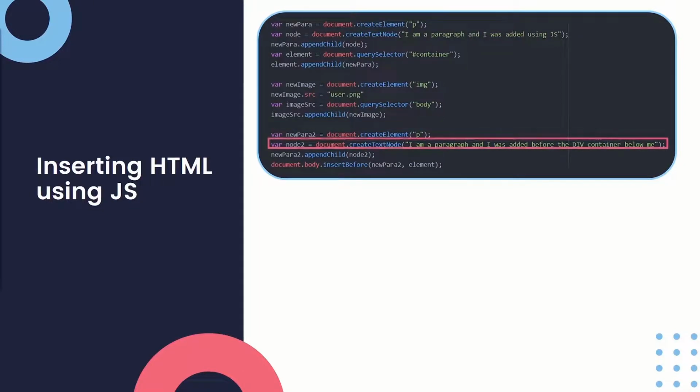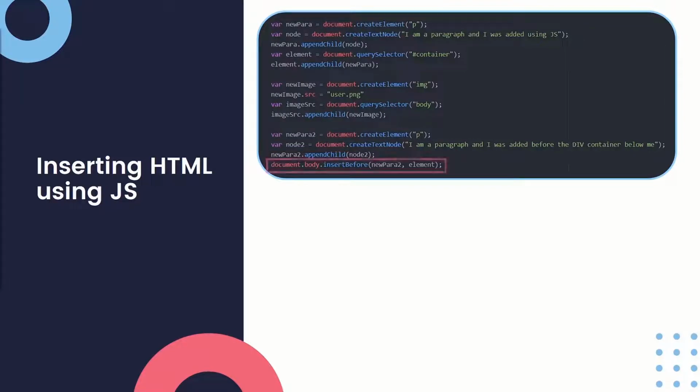We created this variable called node2 and then created a text node with a value of "I am a paragraph and I was added before the div container below me." We then append that node that we just created to the paragraph element we created, and then we call the document.body.insertBefore method. Now, in this case, new para2 is the actual text that's going to come before the container. And the second parameter for this method is the element, which is the container.